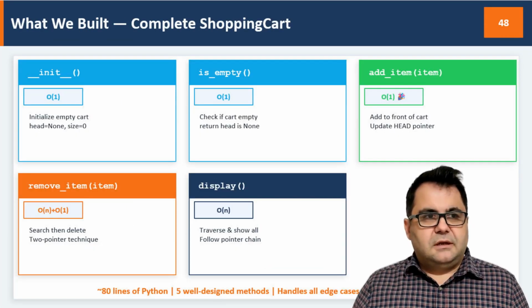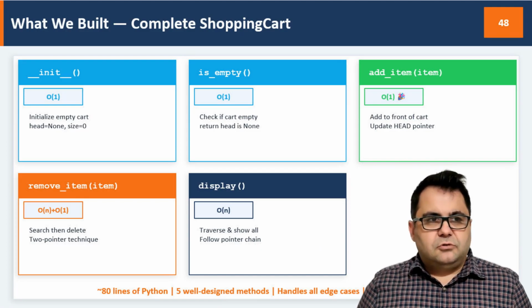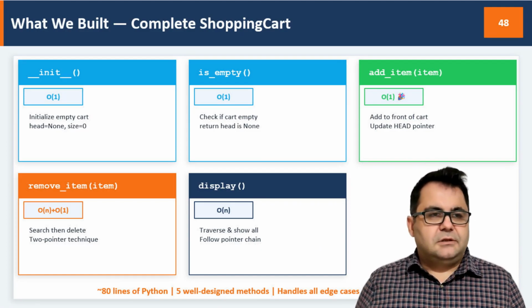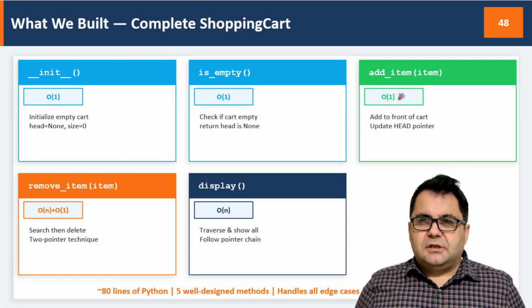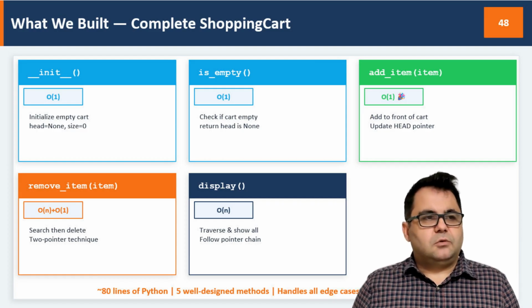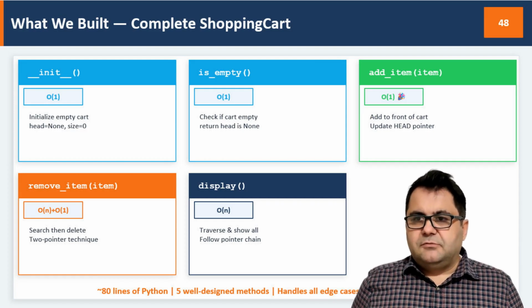Look at what we built, a complete shopping cart system. Our head pointer to the first node and a size counter for the number of items. We implemented 5 methods. Init initializes an empty cart in O(1) time. is_empty checks if empty in O(1). add_item adds to the front. This is our big achievement.